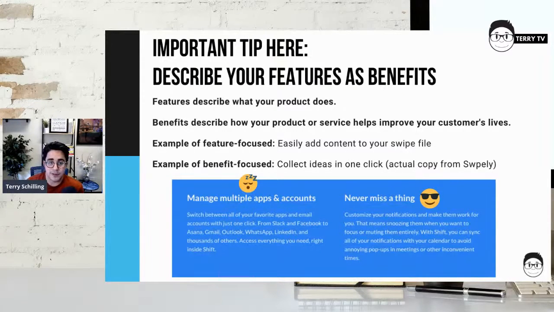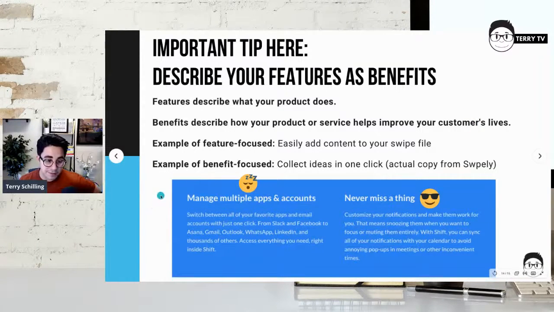So important tip here, describe your features as benefits. It's an important one. Features describe what your product does. So we're going through what features and benefits are, what I mean by this. Benefits describe how your product or service helps improve your customers' lives. So here's an example of feature focus. Easily add content to your swipe file. That's an important feature. It's what the product does. But if we go with a benefit focus, collect ideas in one click.